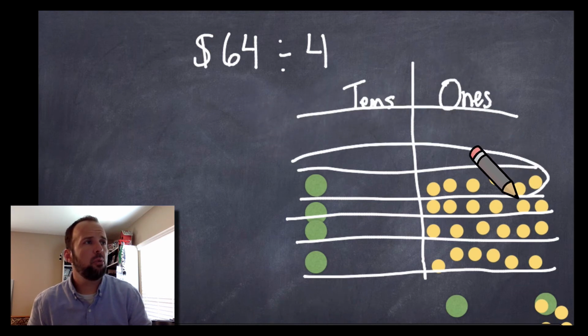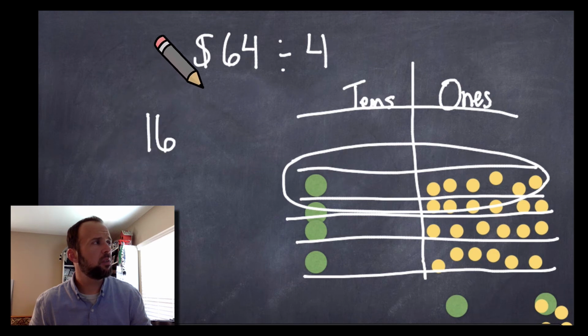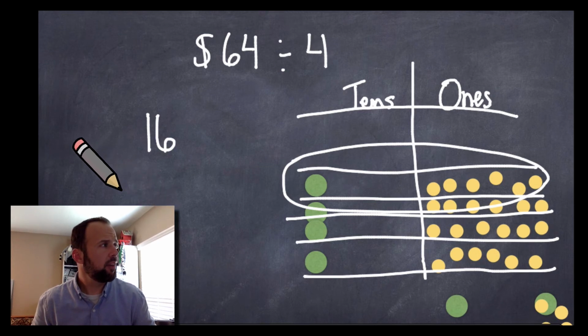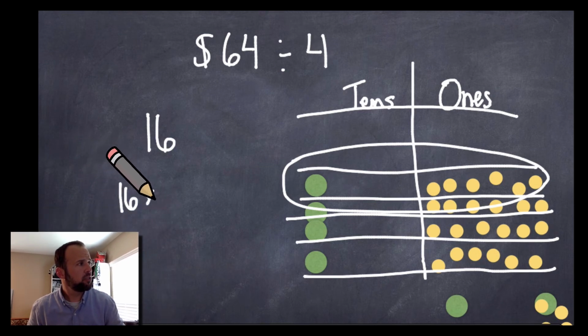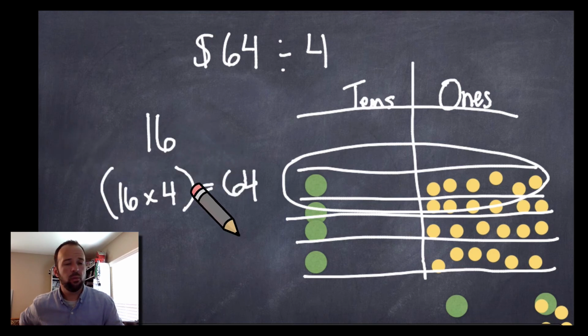So if I look at a group, each group has 1 10 and 1, 2, 3, 4, 5, 6 ones. 1 10, 6 1s. So 16. 64 divided by 4 should be 16. If I wrote that as an equation, 16 times 4 would give me 64.